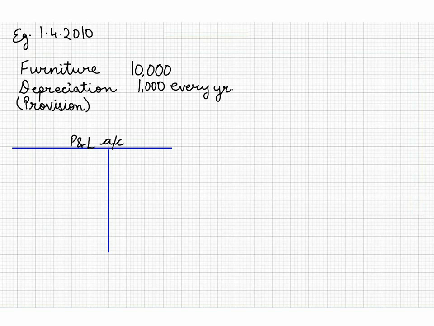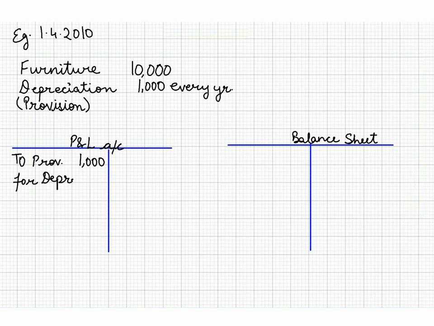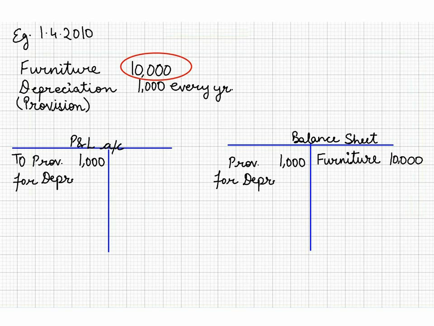So what will happen? Today in the profit and loss account, on the debit side, you will write down to provision for depreciation, and in the balance sheet, on the liability side, provision for depreciation 1,000, and on the asset side, furniture rupees 10,000. Last year, the furniture was 10,000. This year, the furniture is the same, rupees 10,000. It means we are not disturbing the gross value of furniture, but provision for depreciation is being written on the liability side, and we are also reducing profit every year.